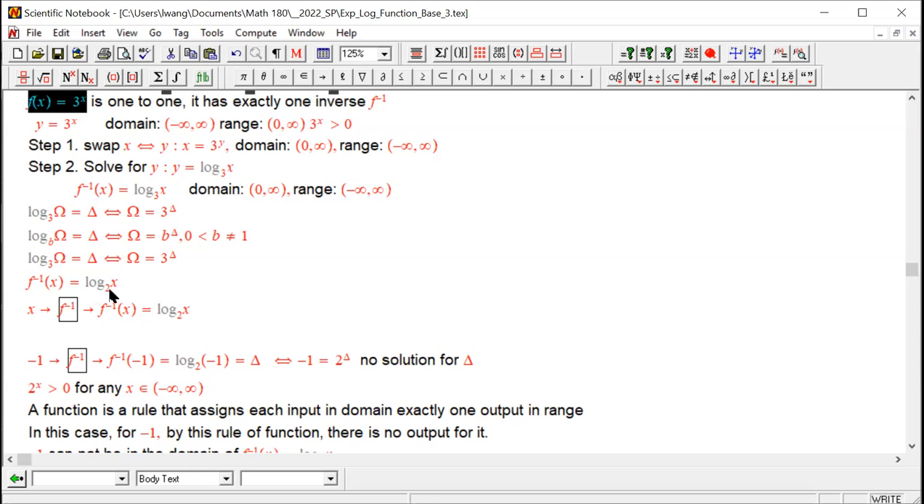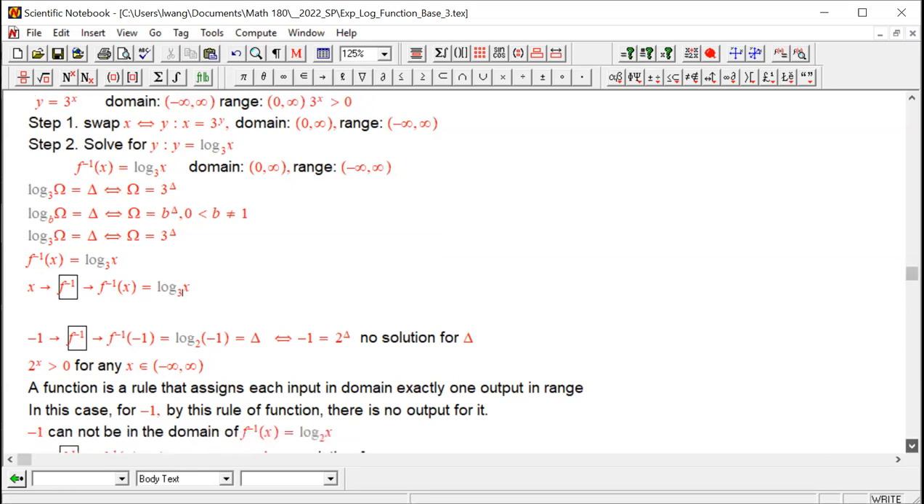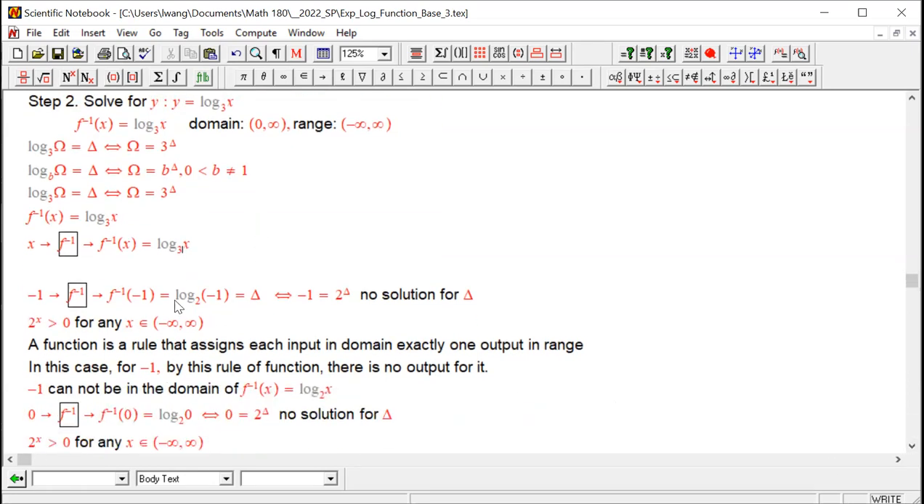Okay, so the inverse function is log base three, right? And from the perspective of the definition of function, you can see when the input is negative one, there's no output, right? Because three to the power of anything is always larger than zero. So there's no solution here.